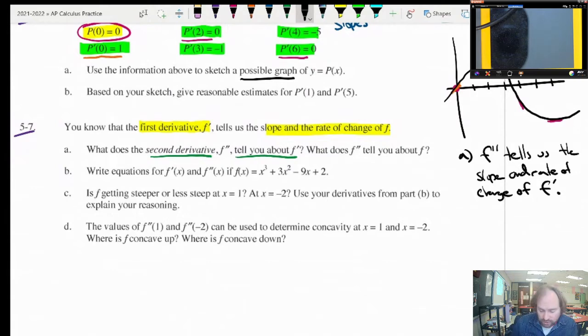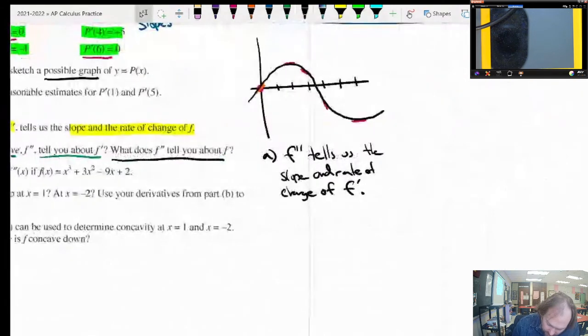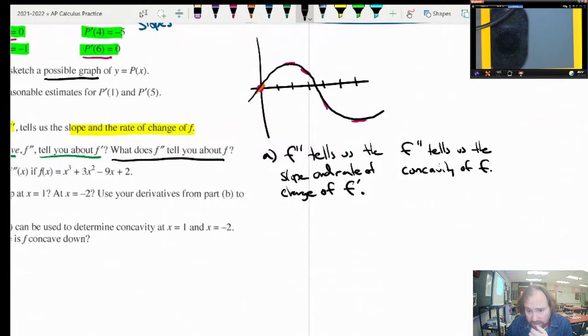However, there's another question here too: what does f double prime tell you about the original function? We're going to put another sentence here: f double prime tells us the concavity of f. That's the connection. So f double prime has the same relationship to f prime as f prime has to the original function, but when you're relating the second derivative to the original function, you're talking about concavity.